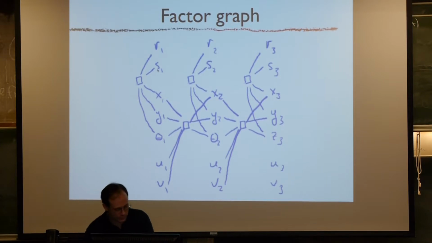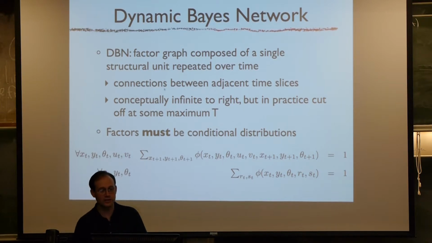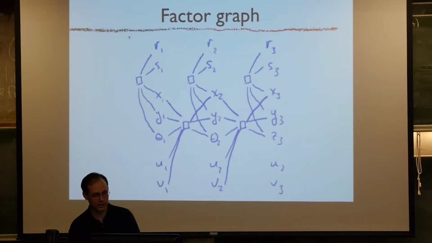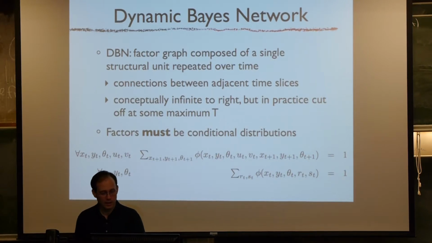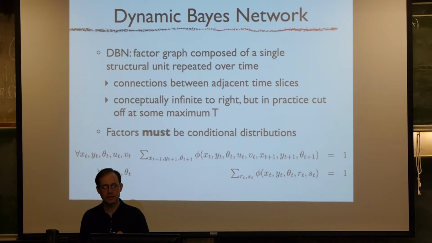And in general, we're going to have a factor graph that looks like a single structural unit repeated over time. In this example, the structural unit is something like this. This is our unit, and we've just carbon copied it 3 times and connected it up together. In general, we're allowed to have any structural unit as our time slice, and we're allowed to make connections between any adjacent time slices. Conceptually, it's infinite off to the right, but in practice, we cut it off at some maximum time.